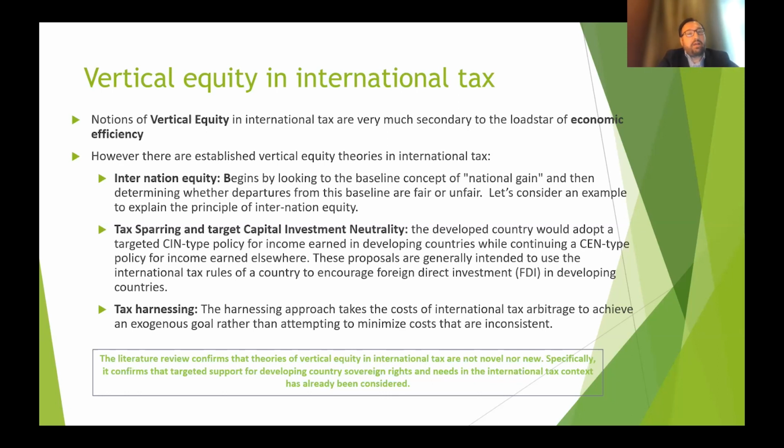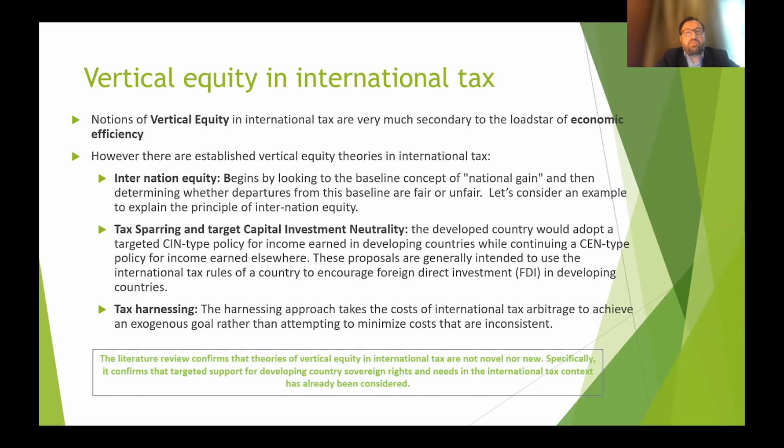There's also some literature which has come out, where the literature has argued that countries that disproportionately benefit from international economic systems owe an obligation to transfer revenue to the countries that do not benefit as much from the tax system. And there are some interesting theories, such as tax sparing and targeted capital investment neutrality.